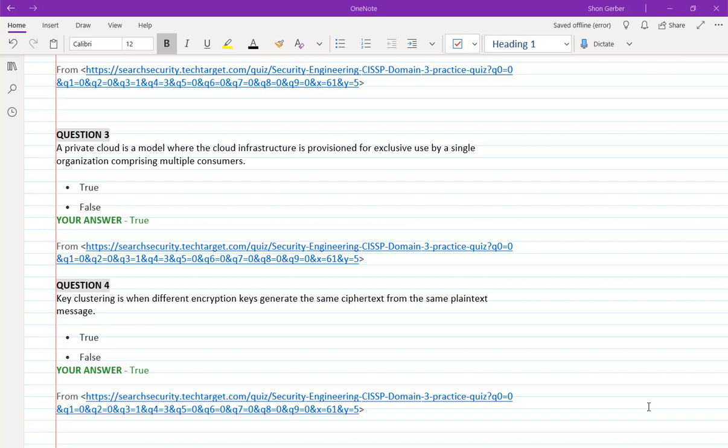Question 4. Key clustering is when different encryption keys generate the same ciphertext from the same plaintext message. Okay, again, true, false. Last one. Key clustering is when different encryption keys generate the same ciphertext from the same plaintext message. And the answer is true. That's correct. Key clustering is when different encryption keys are used for the same ciphertext. That is what key clustering is.